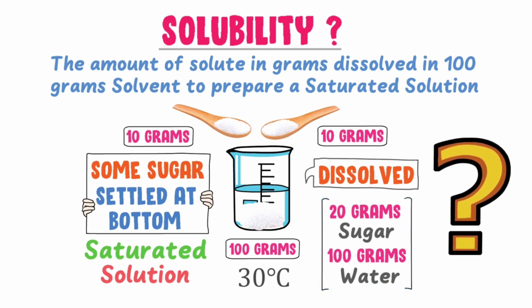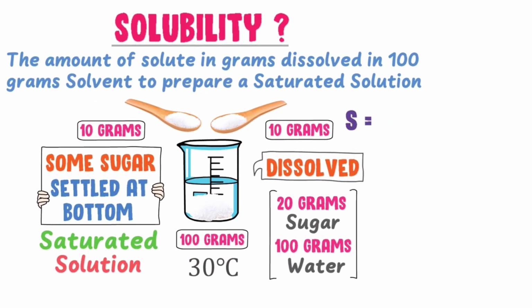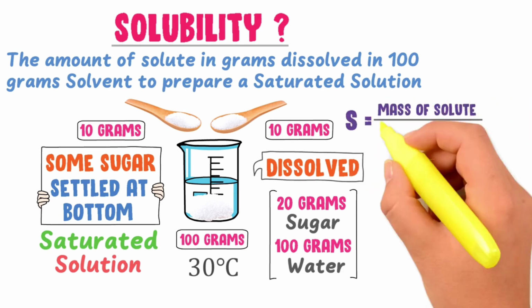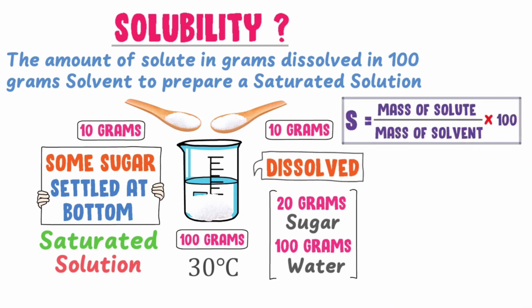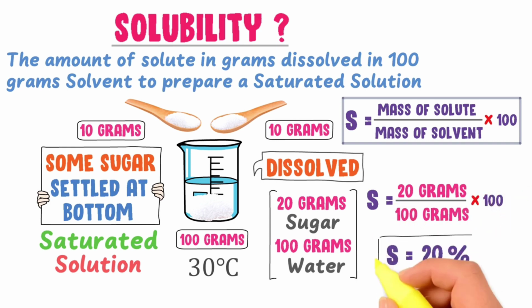Now, how can we calculate the solubility of a solution? Well, the formula of solubility is equal to mass of the solute over mass of the solvent, times 100. Here, the mass of the solute or sugar is 20 grams that are dissolved in 100 grams solvent or water. Hence, we write solubility is equal to 20 grams over 100 grams times 100. Thus, we get solubility is equal to 20%. It means that the solubility of sugar is 20% in 100 grams water at 30 degrees centigrade.